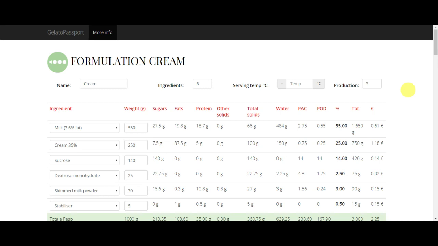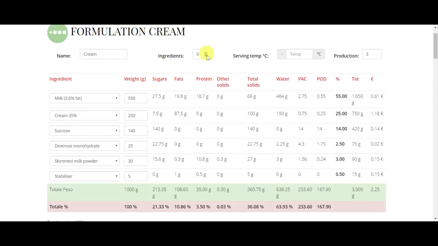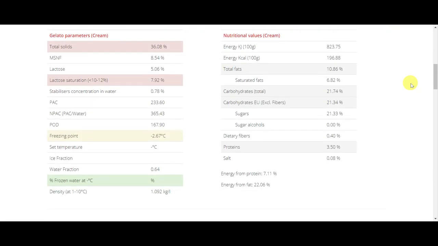When we have our recipe written in the app, we can always make other changes, add ingredients or remove ingredients. But let's move on to the next row. Here we have two columns. On the right, you find nutritional values. As you can see, you have the most common nutritional values.